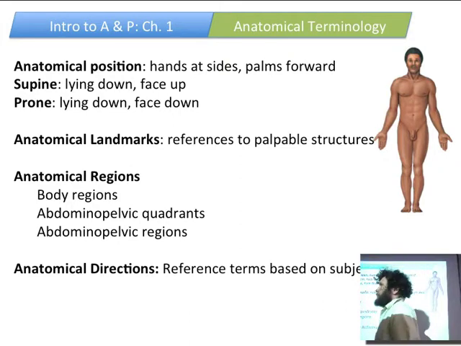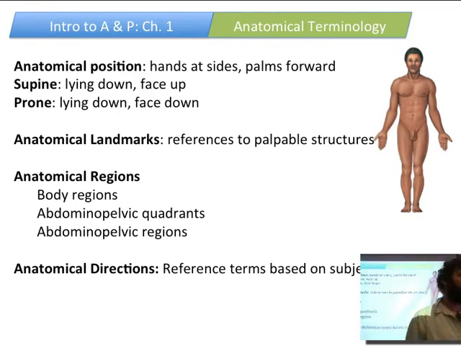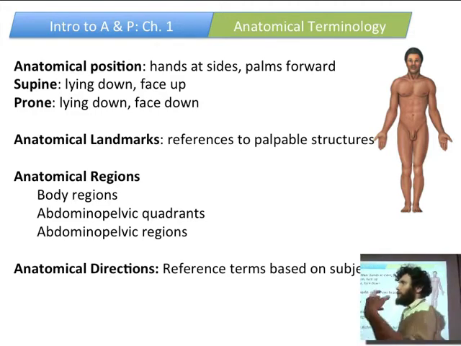Some terminology. Anatomical position. Anatomical position in yoga is what we call mountain pose. It is feet together, standing erect, looking forward, hands at the sides, palms facing forward. That's anatomical position. The term supine means lying down, face up.